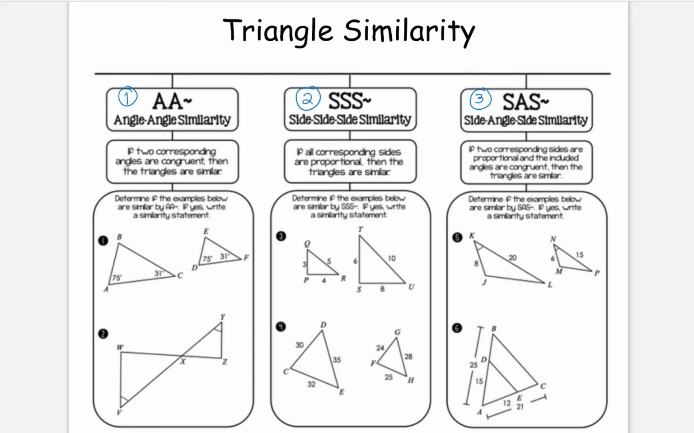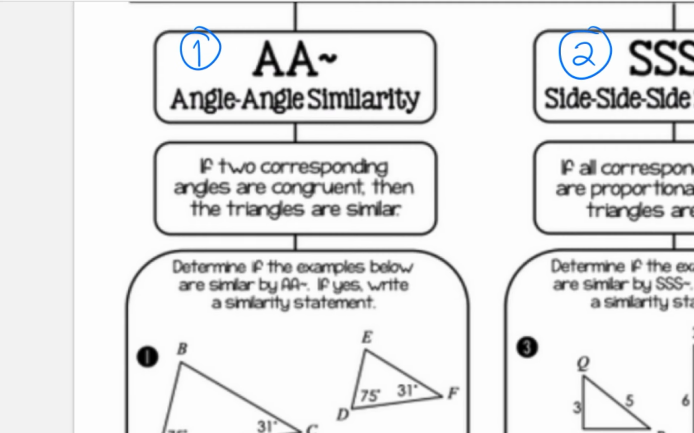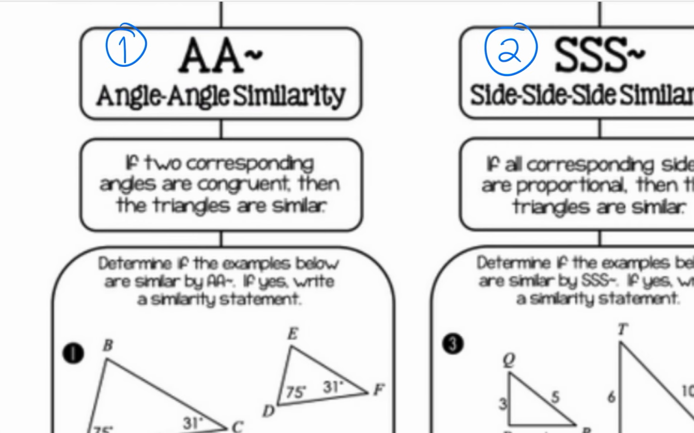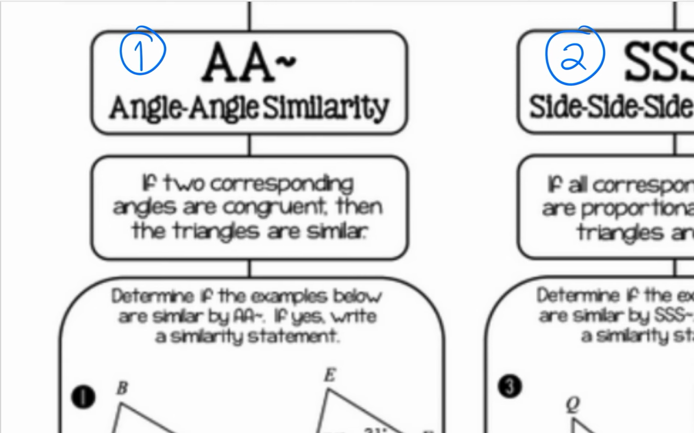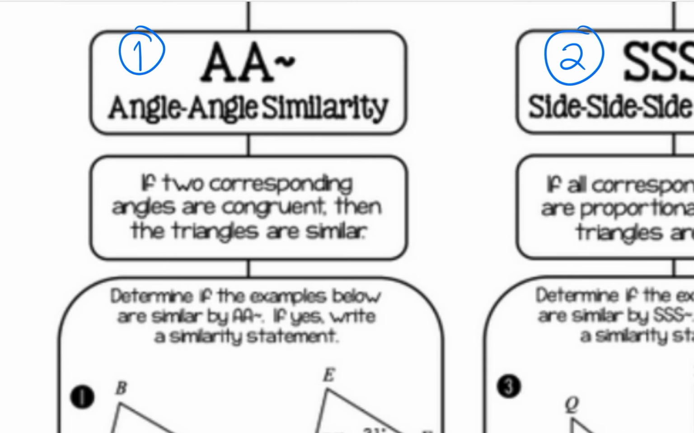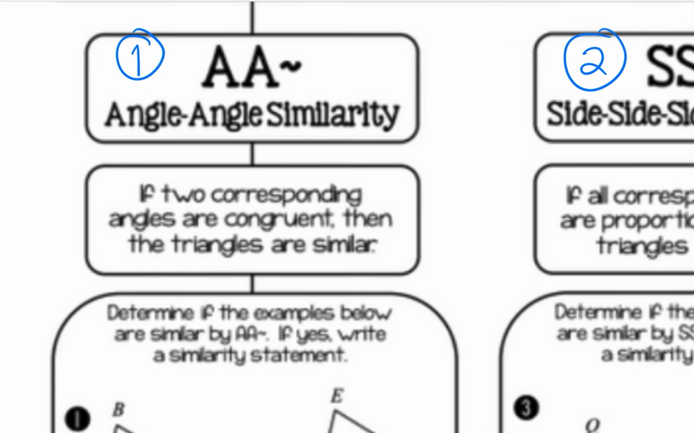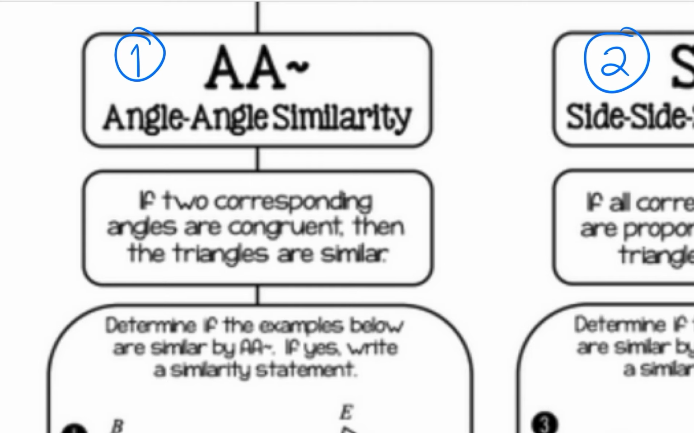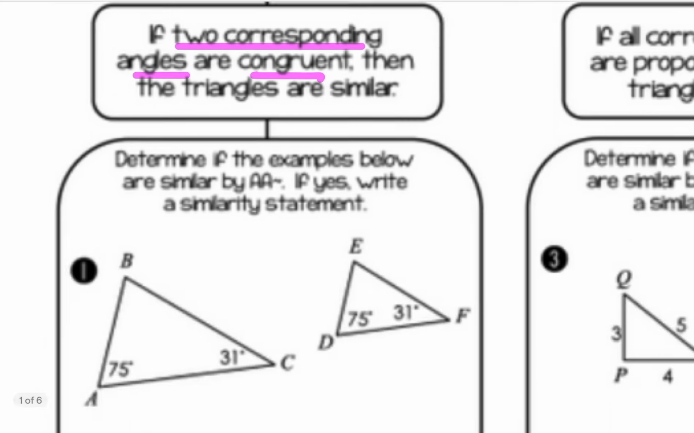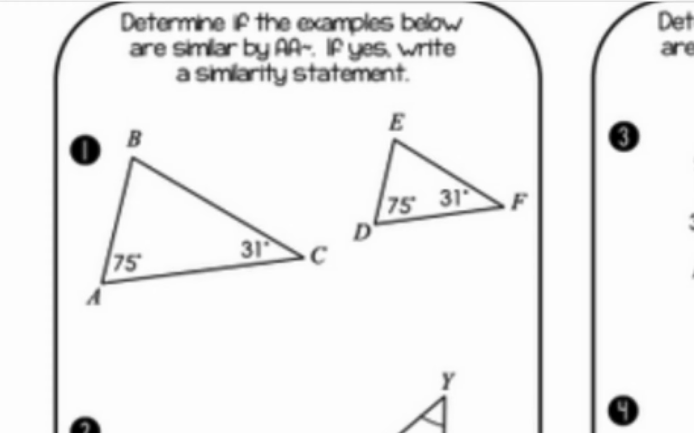We are going to start and talk about the first category, and that is angle-angle similarity. We can consider if two triangles use angle-angle similarity: if two corresponding angles are congruent, then the triangles are considered similar. So let's focus on this example right here.